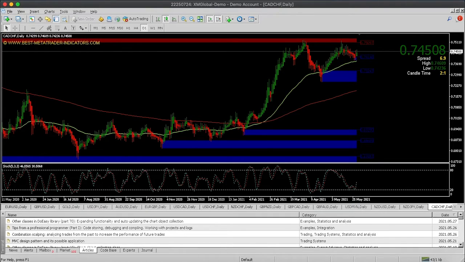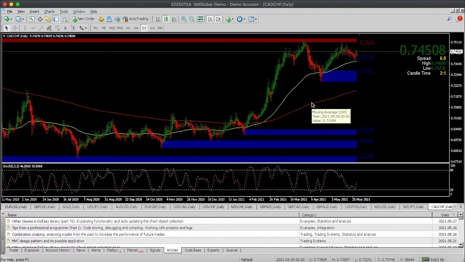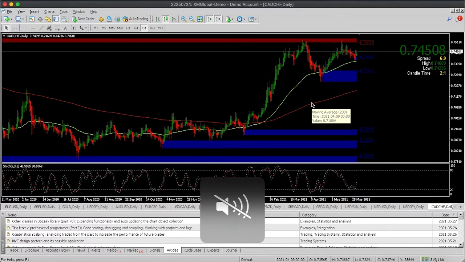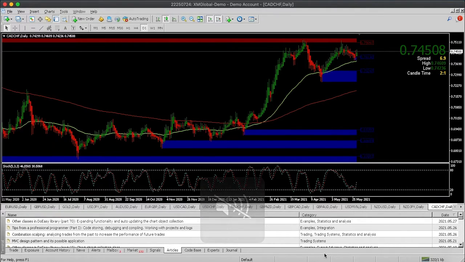I have two smooth moving averages. Here we have the red one, which is the 200 moving average, and shows the overall trend of the market, and we have the 50 moving average, which price always seems to come back to. So the setup is that whenever price is above the 50 and the 200 moving average, we're in an uptrend.